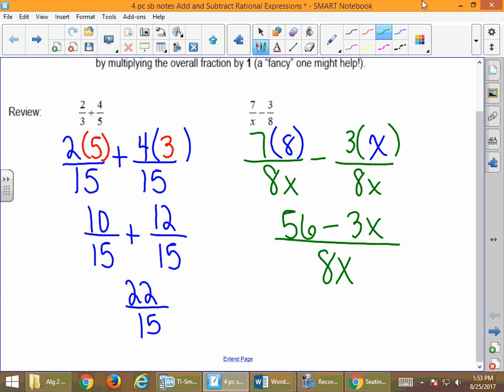Can we cancel out the x's? And at least one person is nodding no, so that's good. The 2 yeses, that's not so good. If we cannot factor, we cannot cancel. So we cannot factor 56 minus 3x, so there's nothing that we can cancel.